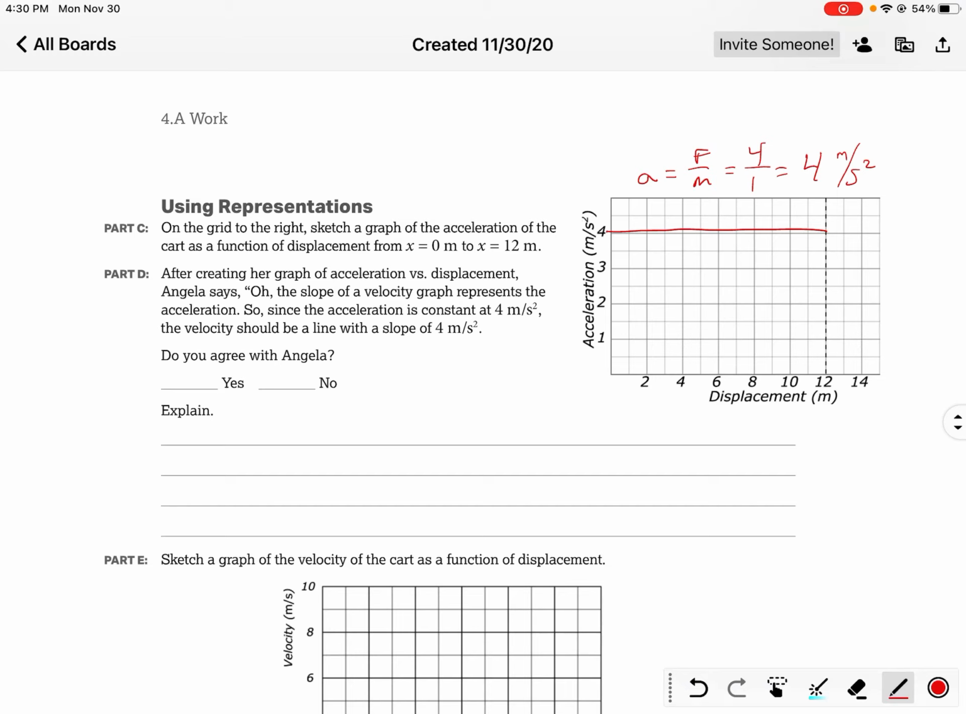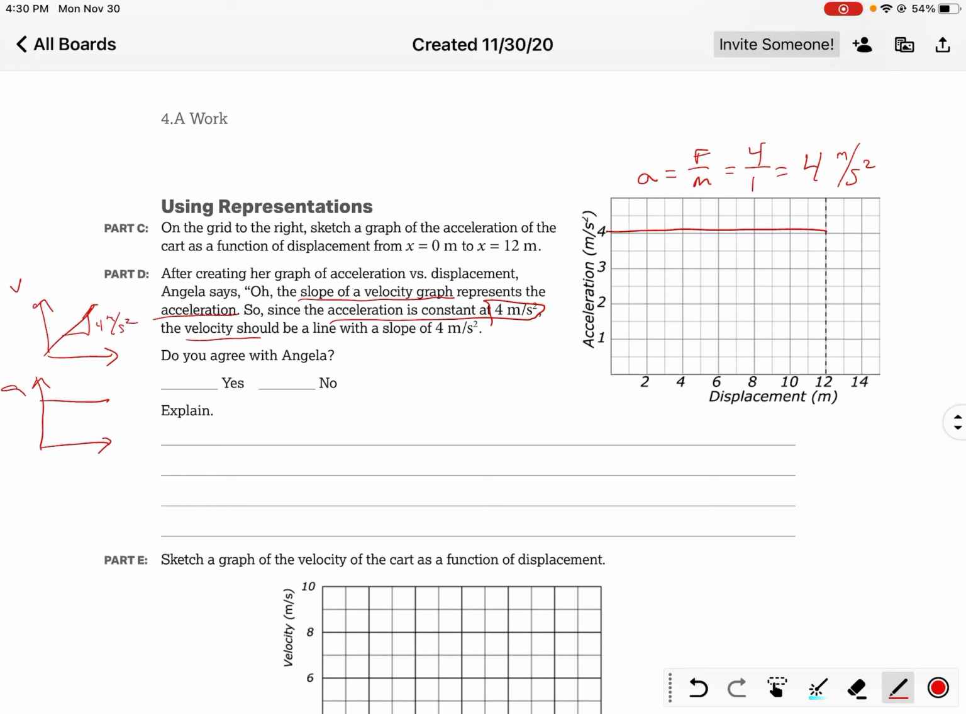Angela says, hey, we know that the slope of the velocity graph represents the acceleration. So we're going back to our kinematics graphs here. Since the acceleration is constant at 4 meters per second squared, the velocity should be a line with a slope of 4 meters per second squared. So what she's theorizing is that since our acceleration graph is constant, we would expect our velocity graph to be a straight line with a slope of 4 meters per second squared. Seems reasonable.